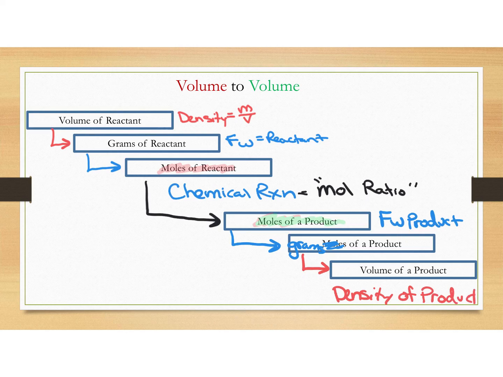Okay, so with these problems, you know all the material. What makes them hard is that you have to know where to put them in order to get the correct answer. So with a volume to volume, you would use the density, the formula weight of the reactant, use the mole ratio to go from a reactant to a product, and then use the formula weight of the product and then the density of the product in order to solve this.